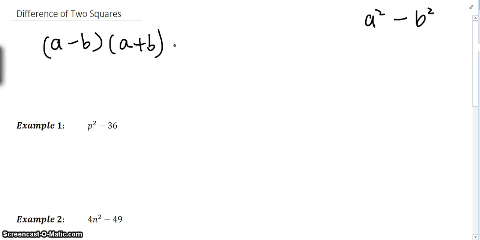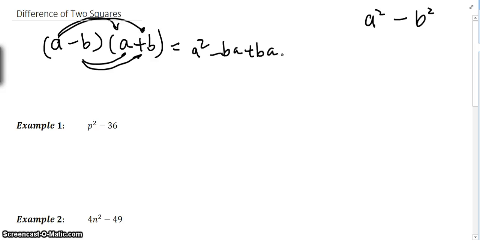Well, let's just quickly investigate this. If you remember from your videos, FOIL: a times a, times b, times a, b times c. So what do we get when we expand this? What we get is a squared minus ba plus ba, and then we get minus b squared. And look what happens when we cancel this out. Cancel, cancel, and what are we left with in this case? We're left with a squared minus b squared.